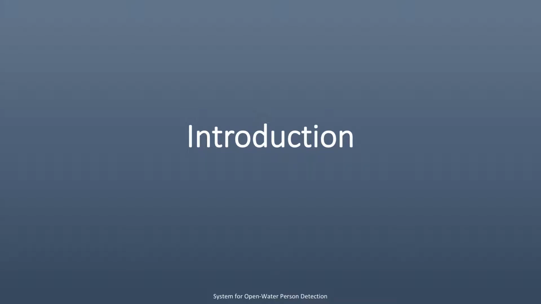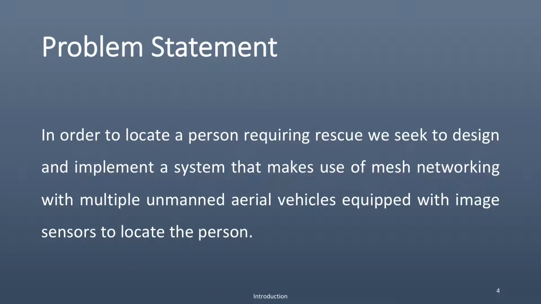First, introduction. Problem statement. In order to locate a person requiring rescue, we seek to design and implement a system that makes use of a mesh network with multiple unmanned aerial vehicles equipped with imaging sensors in order to locate a person.